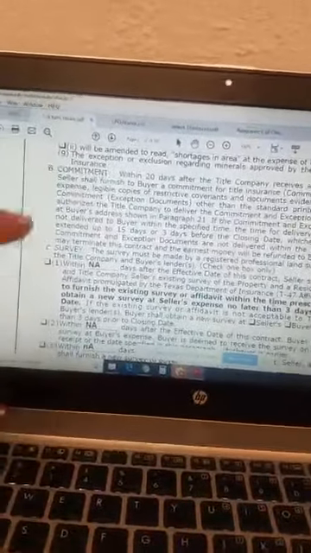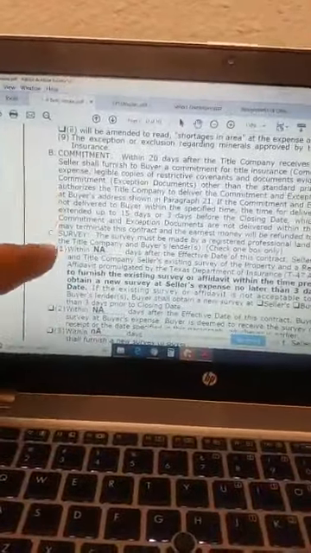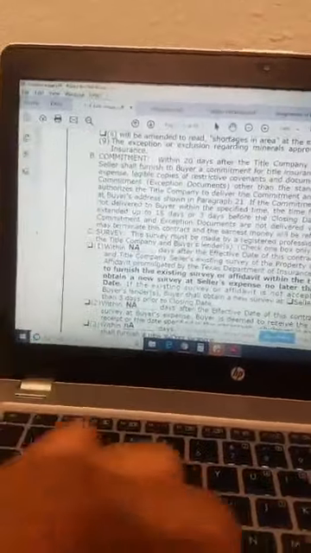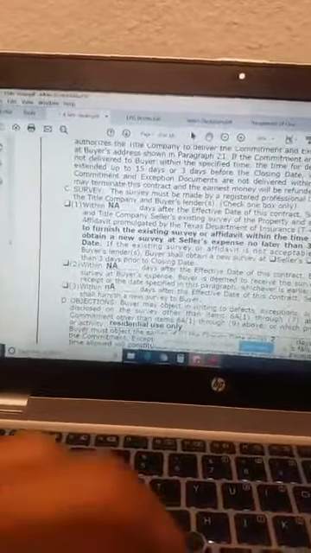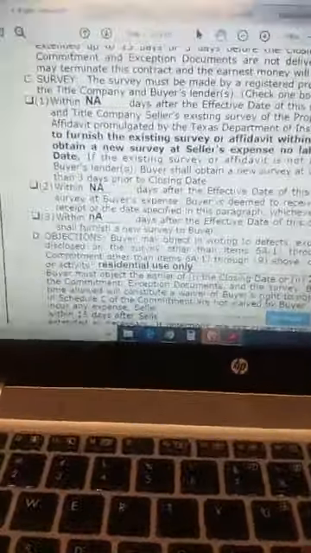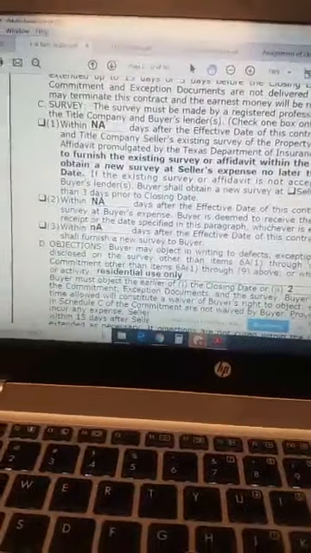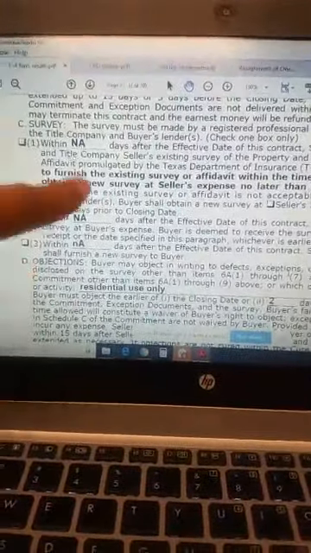So we talked about commitment. We're going to get to that in a minute. The next line is survey. Survey is pretty much just like a sketch of the property lines, where it begins, where it ends. When we do wholesale deals here, we don't worry about that, so we leave that blank.